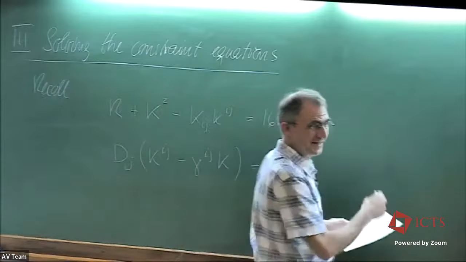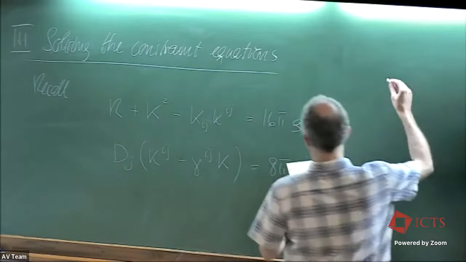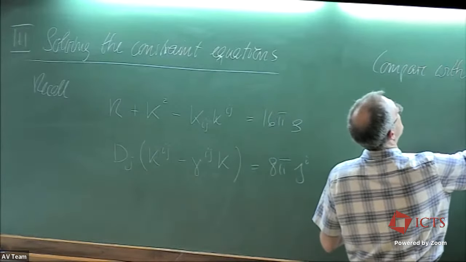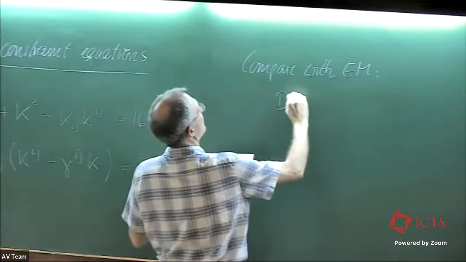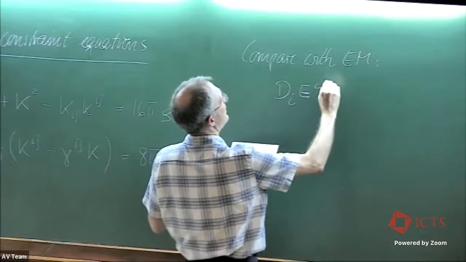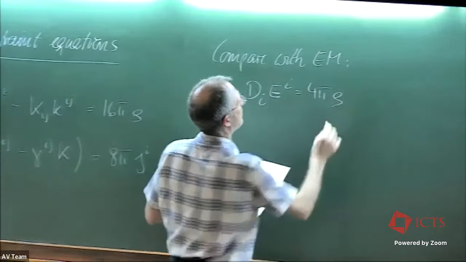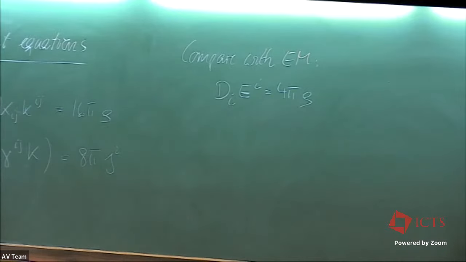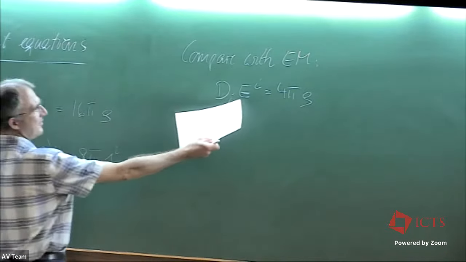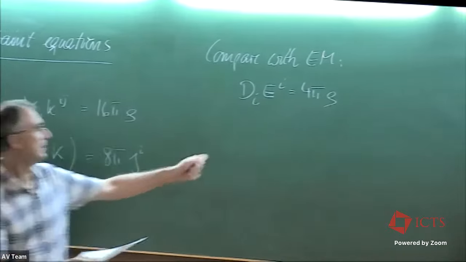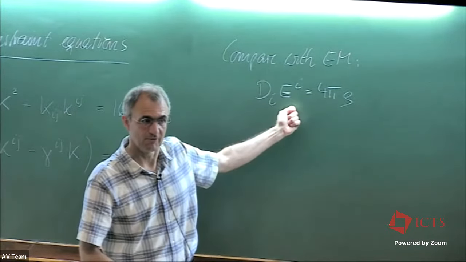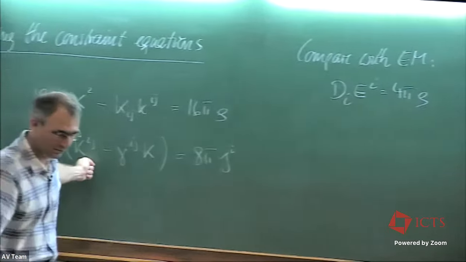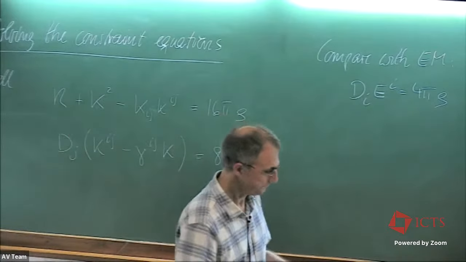Let's compare that with E&M. In E&M, we also had a constraint equation. In that case, it was just Gauss's law: the divergence of E equals 4 pi rho. And I would like to make the analogy with the momentum constraint. In both cases, we have a divergence of a variable which we consider the time derivative of our fundamental variable. In the E&M case, it was the time derivative of the vector potential A. Here, it is the time derivative of the spatial metric gamma_ij.